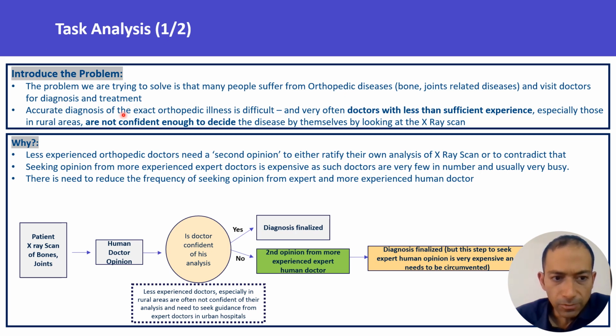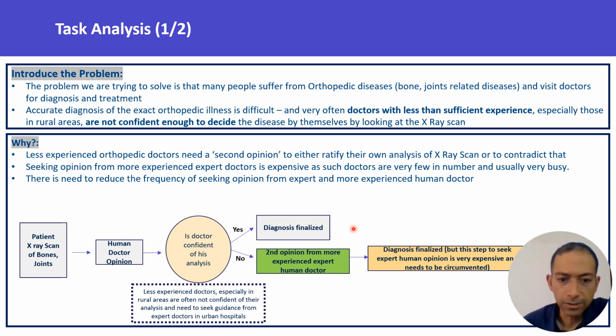In task analysis, what's the problem? The problem is many doctors who are not sufficiently experienced, especially those working in rural areas. When they look at X-ray scans of orthopedic patients, sometimes they are not confident of the diagnosis of the disease, and they feel the need for a second opinion. If that second opinion needs to be taken from an expert doctor who is probably in some urban area, who's likely very busy, who charges a lot of fees for his consultation, then for a rural patient, it becomes a bottleneck that the consultation will now be referred to an urban doctor.